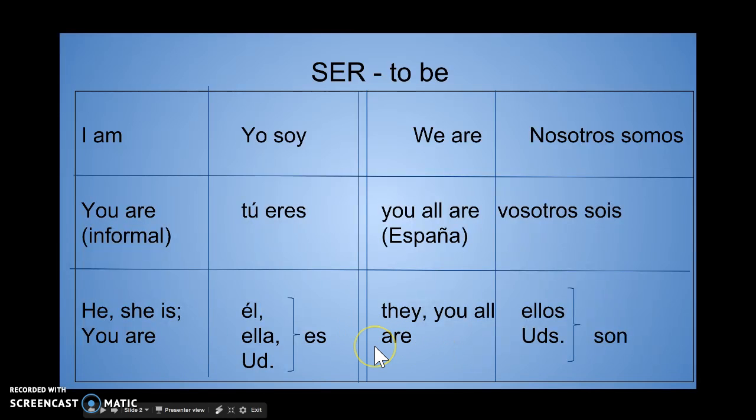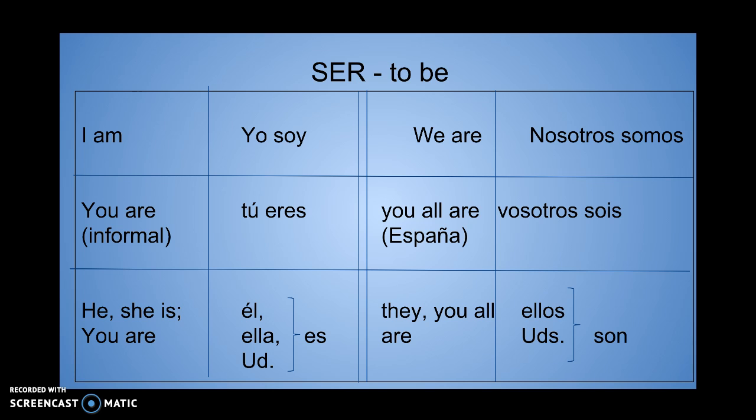Let's begin now with the conjugations of the verb ser. Make sure that you write down the conjugations of the verb ser so that you have them handy as we begin to work with ser and estar and when we use them both.